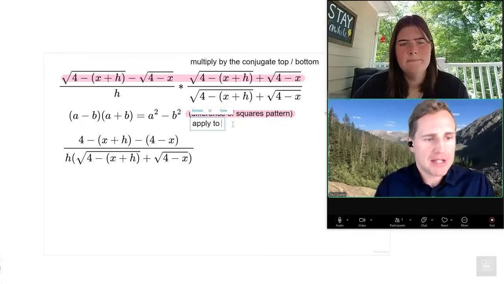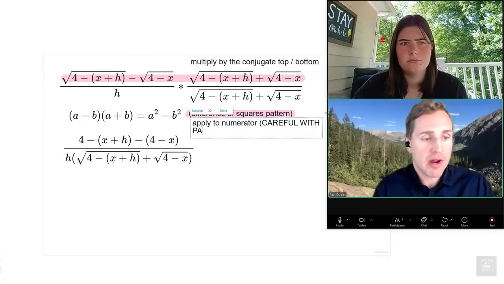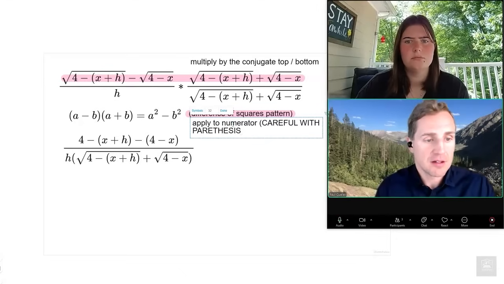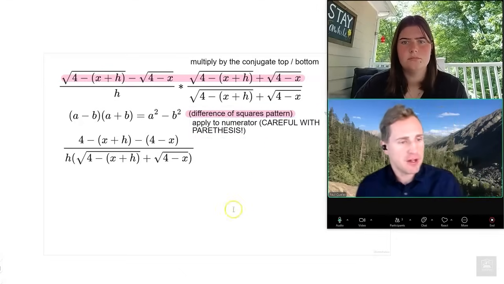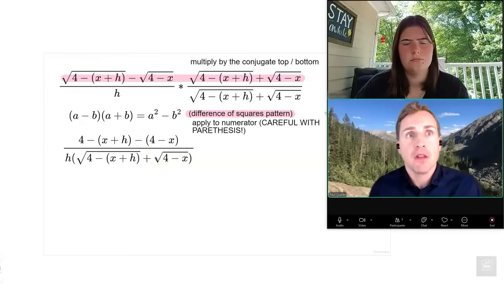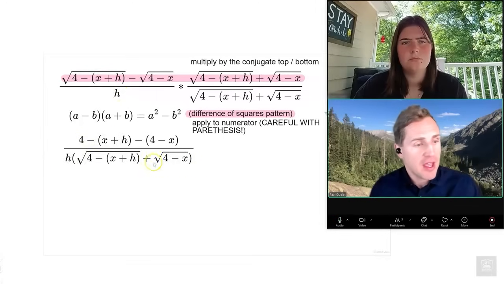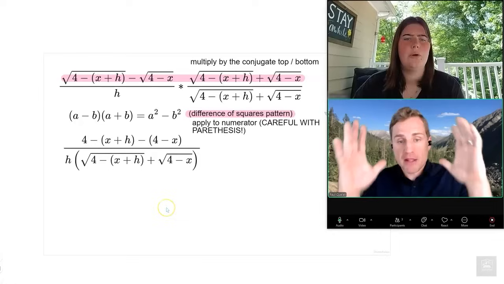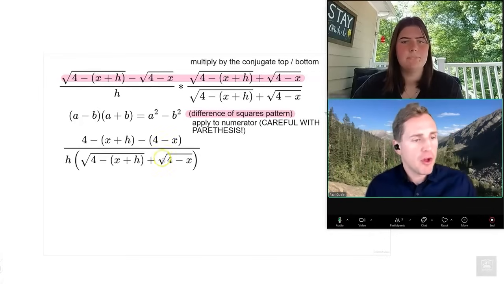Let's write the words: apply to numerator, and careful with the parentheses. Right? So you've got to be algebra careful. And in the denominator, I think the conjugate just remains, right? But then there's still the h there, so you've got the h on the outside. Okay, there we go. I just made the parentheses bigger. Are we good with all that?